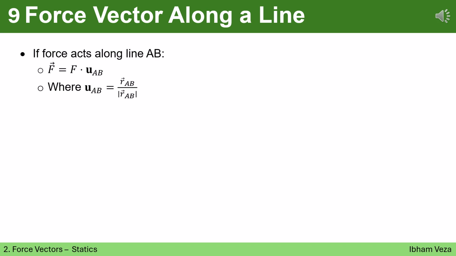Force vector along a line. Many engineering forces act along a specific line connecting two points. To express such a force vector, we first determine the position vector between the points, and then calculate the corresponding unit vector. Multiplying the unit vector by the force magnitude gives the force vector. This procedure ensures that the force has both the correct magnitude and the correct direction.